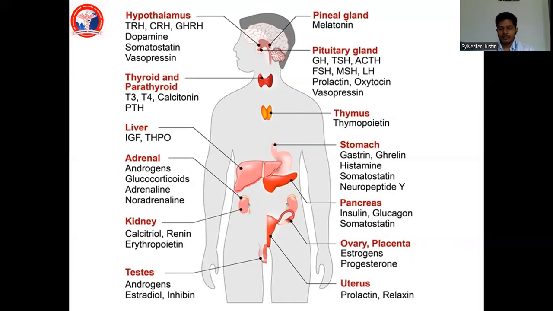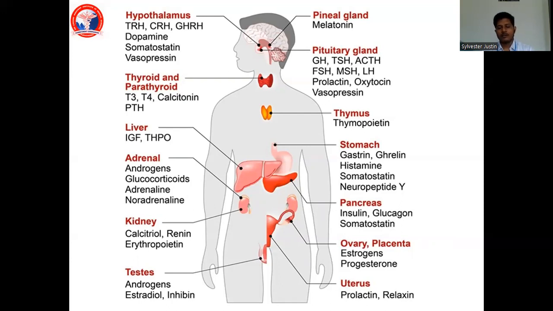Moving ahead, we have pancreas, which secretes insulin, glucagon, and somatostatin. Stomach has a number of endocrine hormones found recently, like gastrin, ghrelin, histamine, somatostatin, and neuropeptide Y. Thymus has thymopoietin.